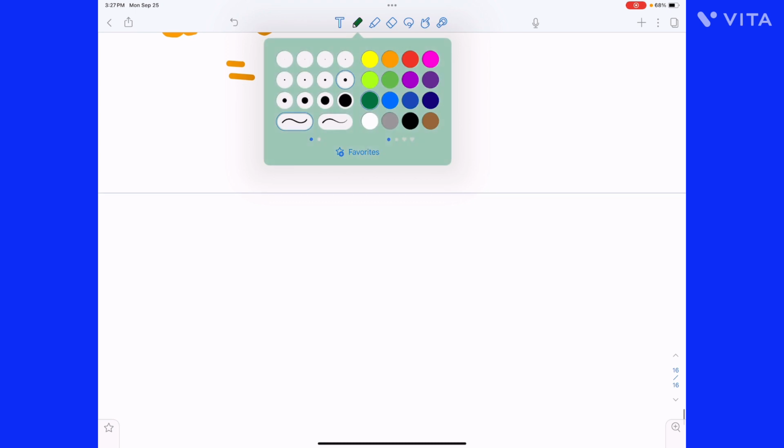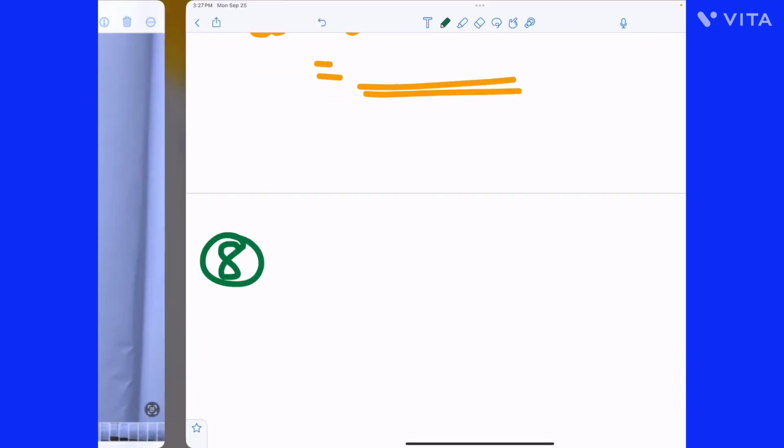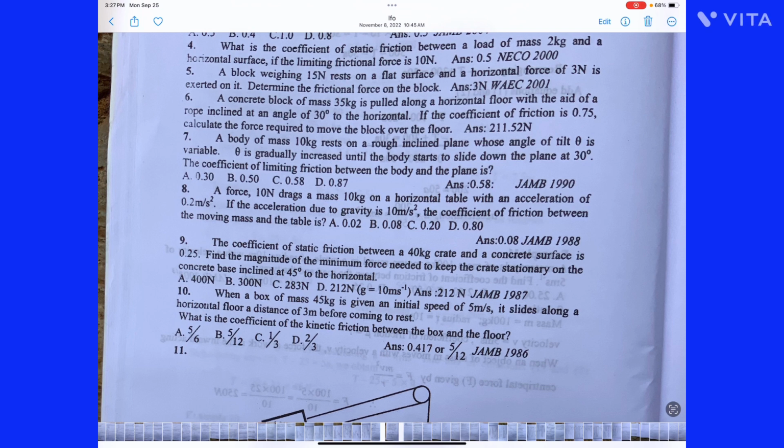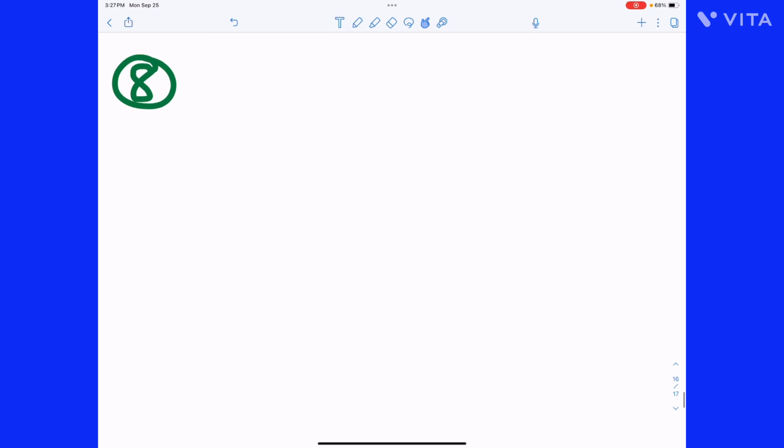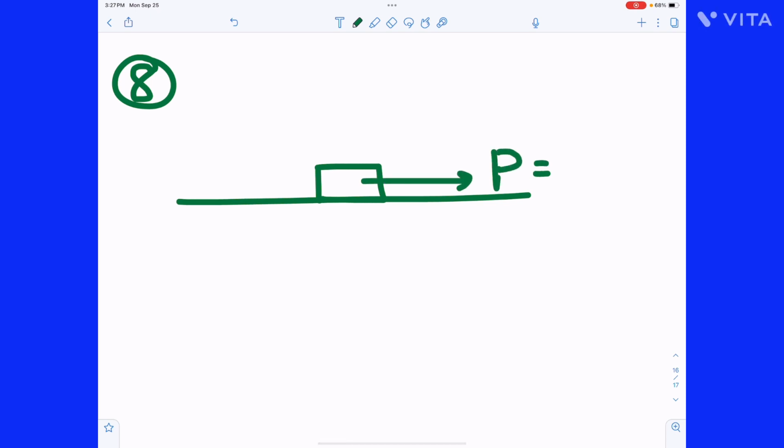Question 8 now. Question 8 says a force 10 Newton drags a mass 10 kg on a horizontal table with an acceleration of 0.2 meters per second squared. Let's do that straight. I will need to start drawing. A force 10 Newton. So my push now is 10 Newton. Drags a mass of 10 kg. Okay, let me put the weight straight.